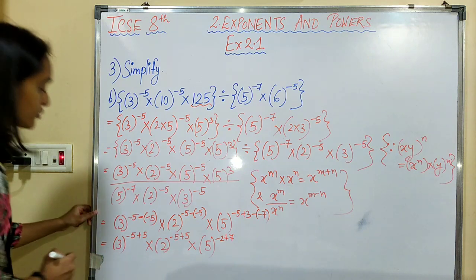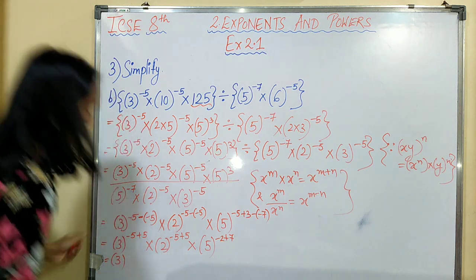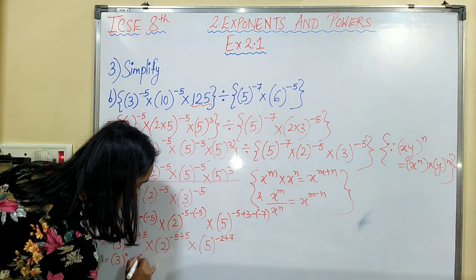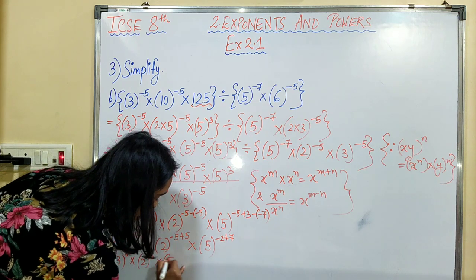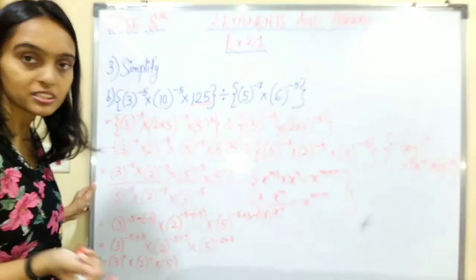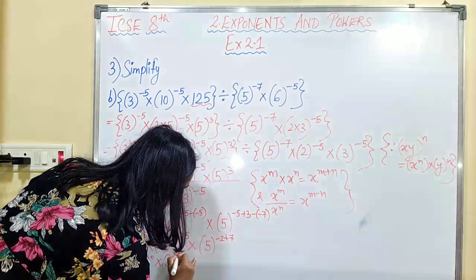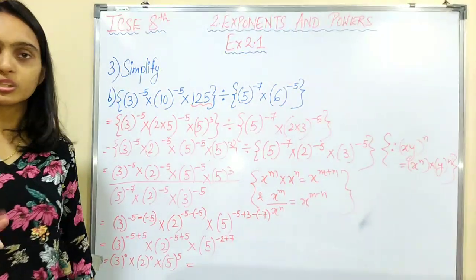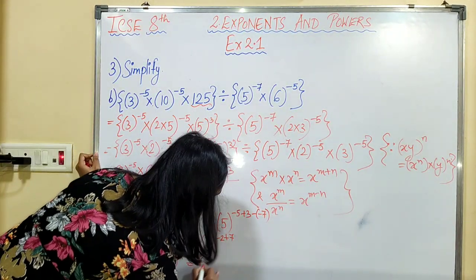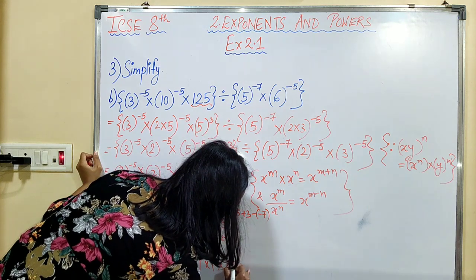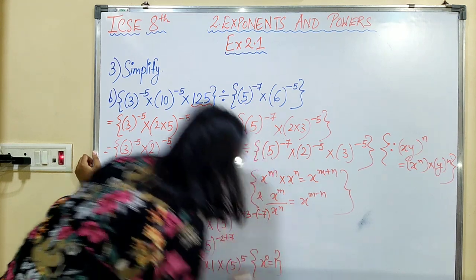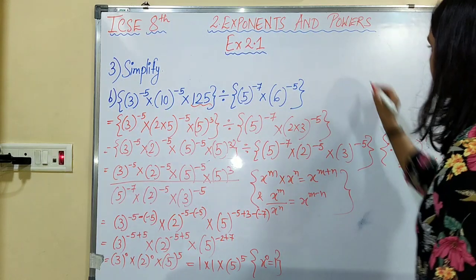Okay. Now we will get 3 raised to minus 5 plus 5, 0, multiplied by 2 raised to 0, multiplied by 5 raised to minus 2 plus 7. So 7 minus 2 is 5. Okay. Anything raised to 0 is 1. So 3 raised to 0 becomes 1, 2 raised to 0 becomes 1. So 1 multiplied by 1 multiplied by 5 cube. Okay, by using the law, x raised to 0 equals 1. Okay, so I am writing it here.